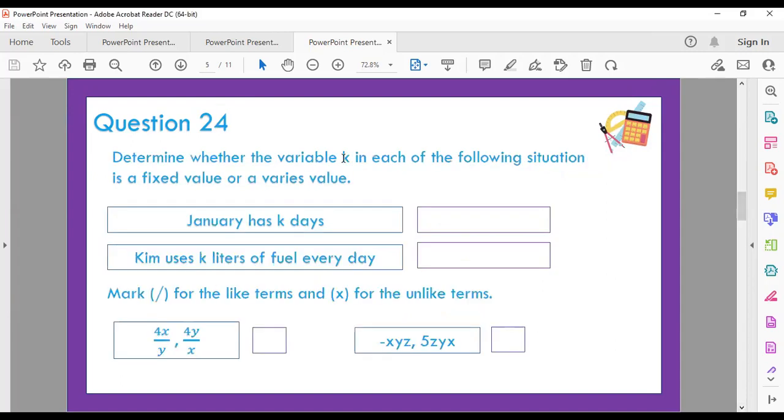All right, determine whether the variable k in each of the following is a fixed value or a variable value. So January has k days. Come on, guys. January has always 31 days, so it cannot change. So here it's a fixed value. And over here, Kim uses k liters of fuel every day. Every day you can be using different amount of fuel. So that's called variable. Okay, it varies.